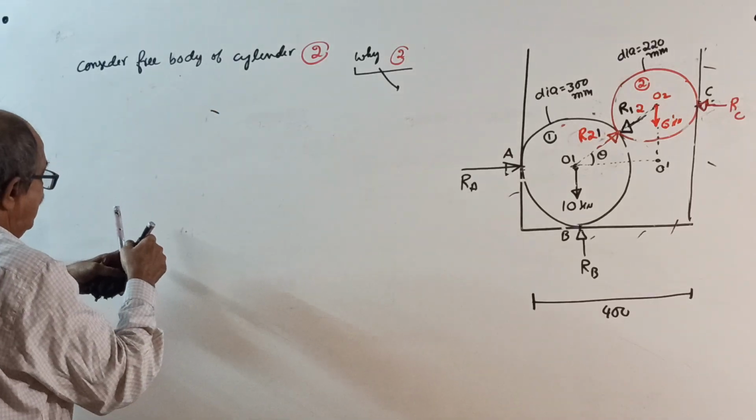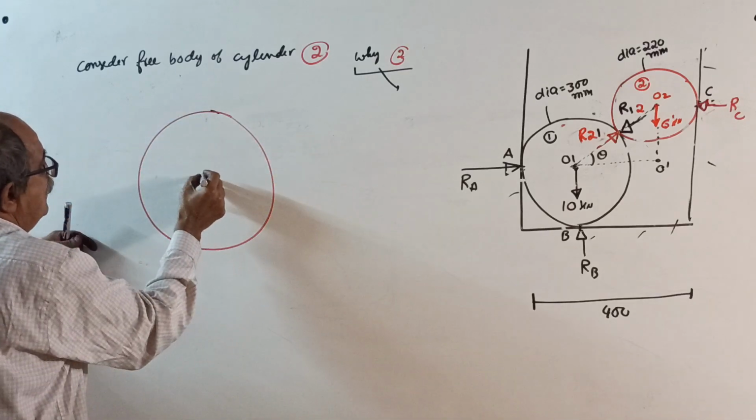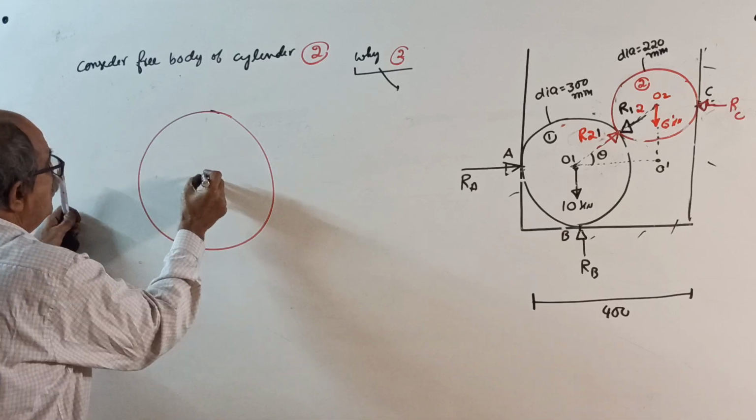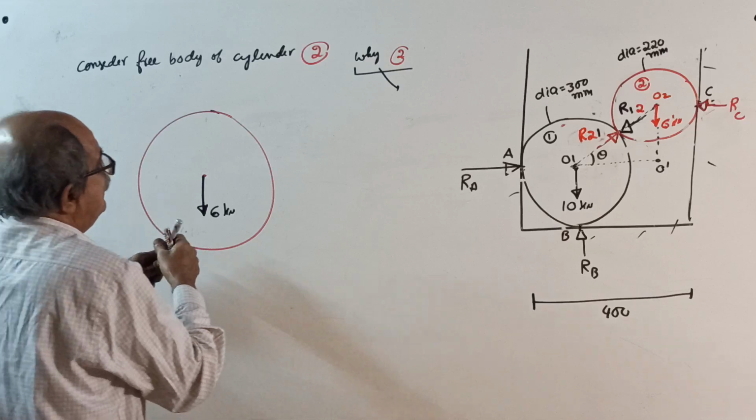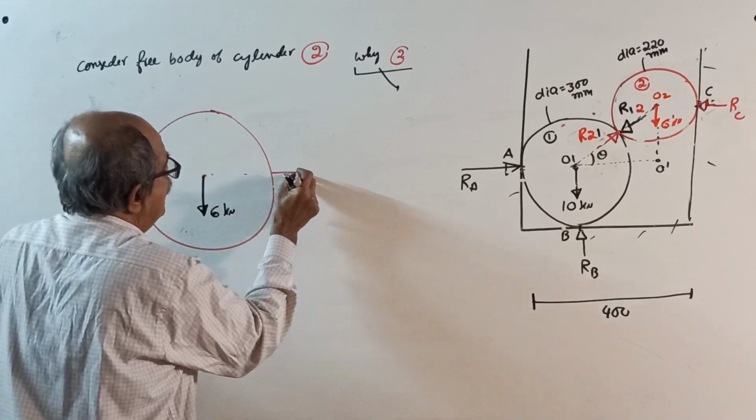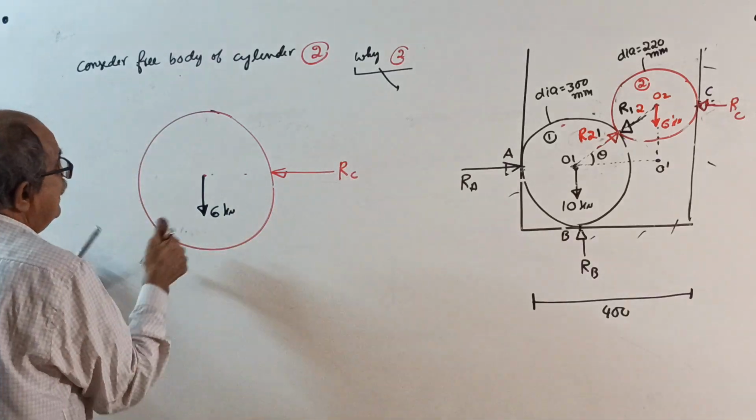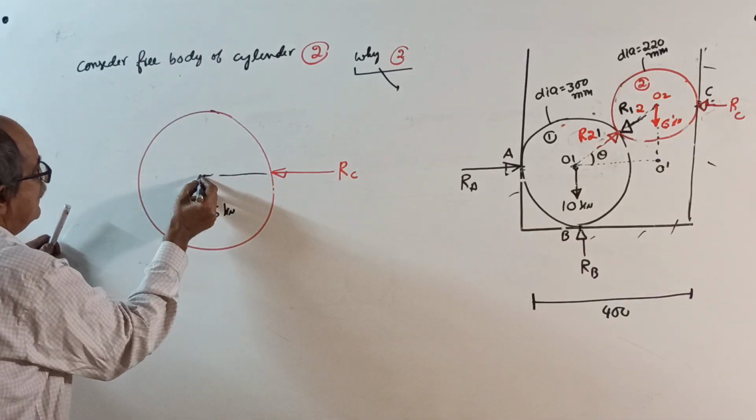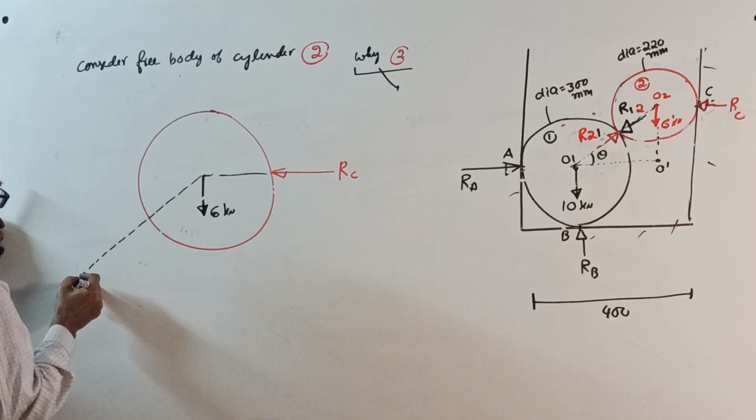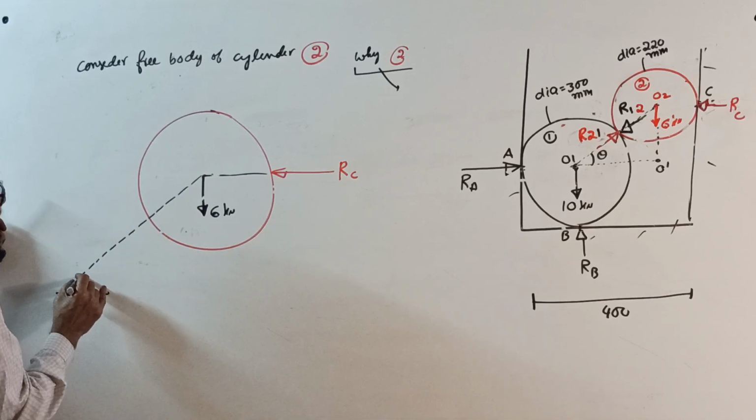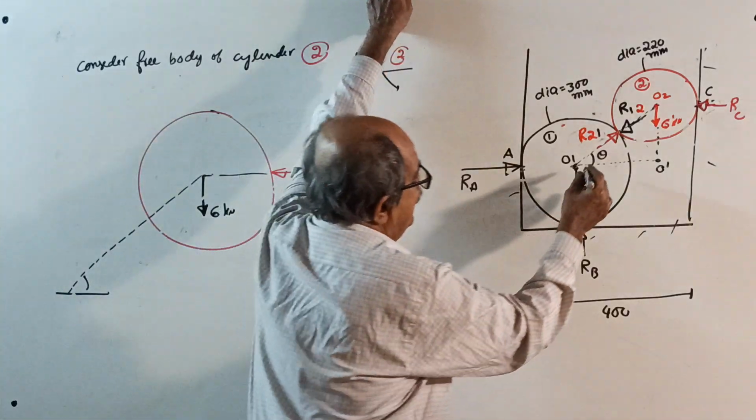Red color, actually, is not required. Weight is down, 6 kilonewton. Weight can be black, no problem. 6 kilonewton. One reaction here, RC. Then, along this line, where the angle made is how much I told? Oh, I rubbed it. I had not entered it here. Okay, enter here. I forgot.